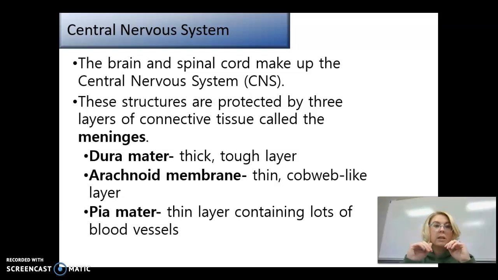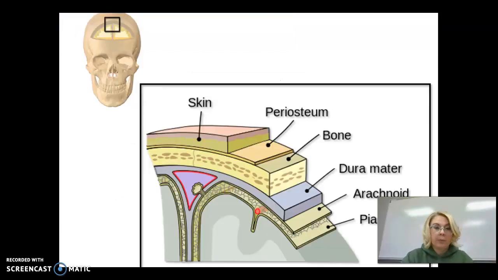So these structures are protected by 3 layers of connective tissue called meninges. Those 3 layers are the dura mater, which is the thick, tough layer, the arachnoid mater, which is the thin cobweb-like layer, and the pia mater, which is a thin layer containing lots of blood vessels. We have more blood vessels that run through our brain and through our head than we do anywhere else in our body. So if you look at that on yours, you don't have to fill anything in, but I would like you to color yours to look like mine, so that way if you see it on a test, you can remember it by color.